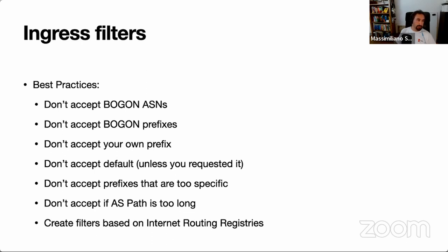But then it is important to not accept bogons, both in ASNs and prefixes. Do not accept your own prefix. Do not accept the default route unless you requested it. Nothing that's too specific. There is a rule of thumb on the internet: for IPv4, anything more specific than a /24, so /25 on, you should be filtering out. And for IPv6, at the moment, the limit is /48.